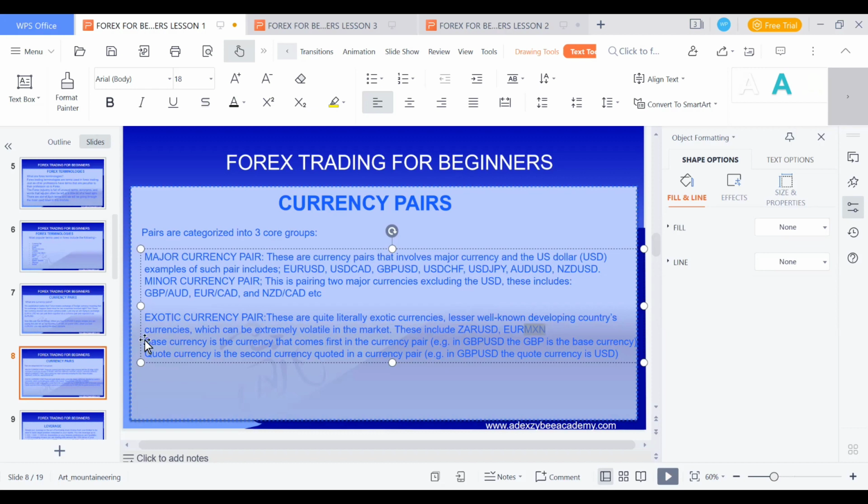Now, the next thing we should talk about here is base currency and quote currency. These two currencies that you have in the currency pair have their names. Base currency is the currency that comes first in the currency pair. So if you have GBP USD, GBP is base currency. And quote or counter currency, let's just call it quote currency, is the second currency quoted in a currency pair. So if you have GBP USD, the USD is the quote currency. Just take note of that.